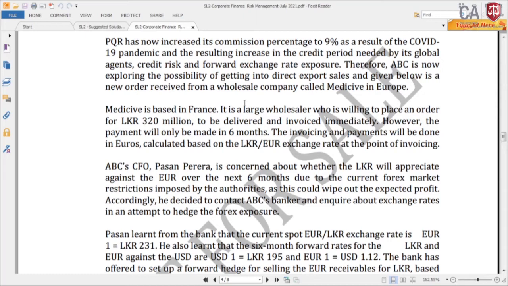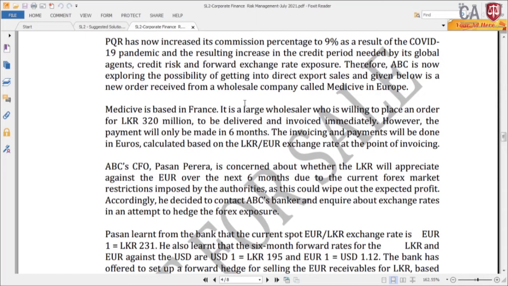So we, the Sri Lankan company ABC, get the money within 30 days if we give it to PQR. But PQR sends the goods to Europe and collects the money within 6 months. Therefore they charge us a commission of 9%. Since the commission rate has been increased from 5 to 9% during the COVID period, ABC is now realizing they are spending more money on the commission.